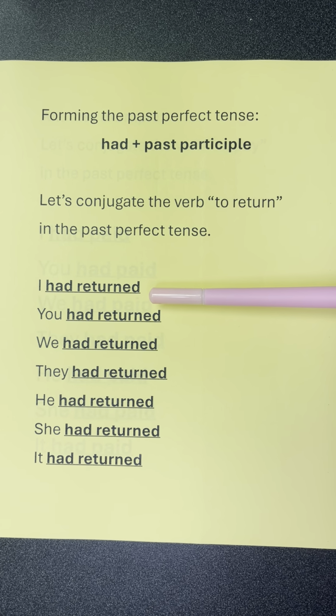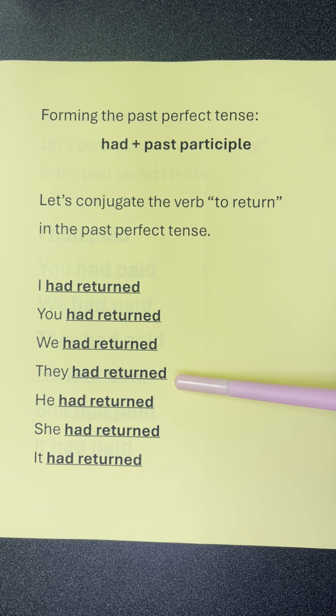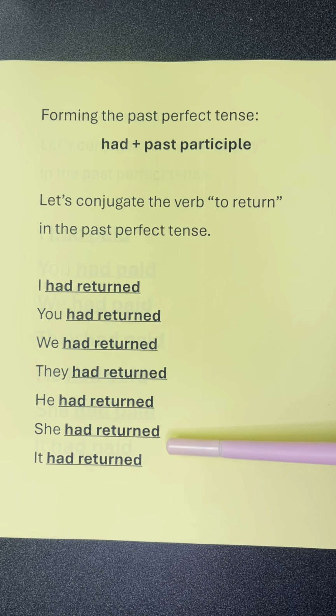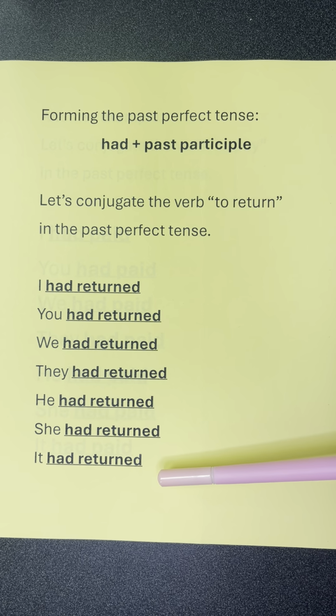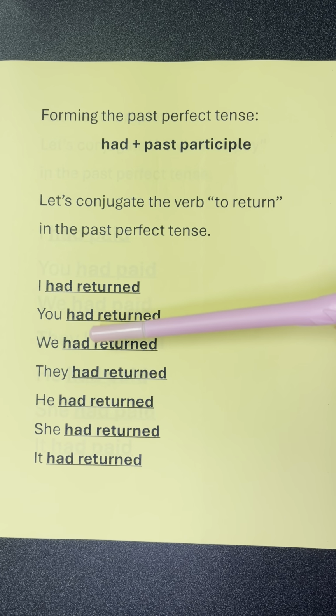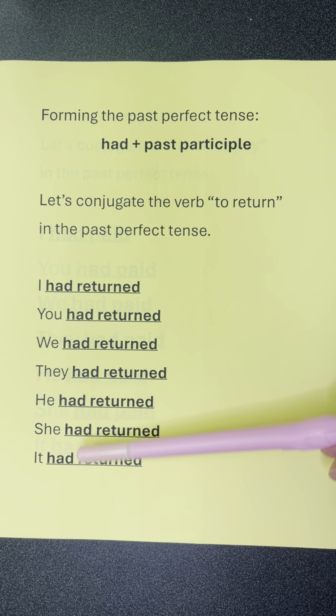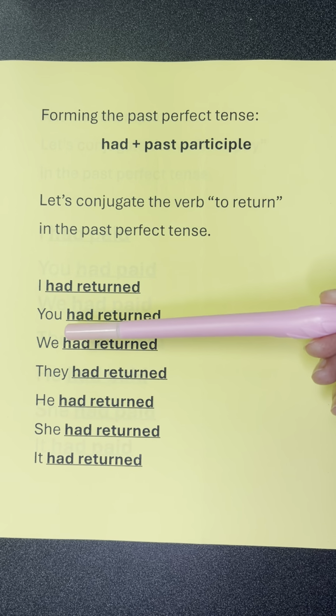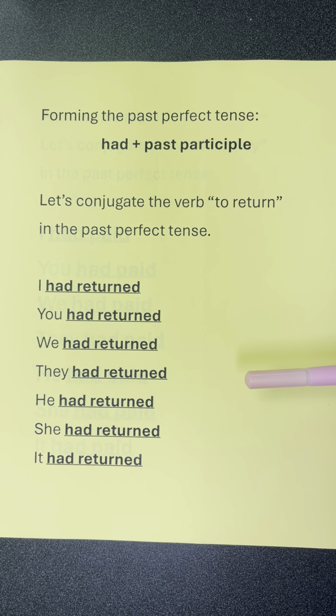So let's conjugate the verb to return in the past perfect tense. I had returned, you had returned, we had returned, they had returned, he had returned, she had returned, it had returned. Again, notice that we use the word had for all of the subject pronouns. Even if we replace a subject pronoun with someone's name, we still use had. For example, Mary had returned, or Mary and I had returned.